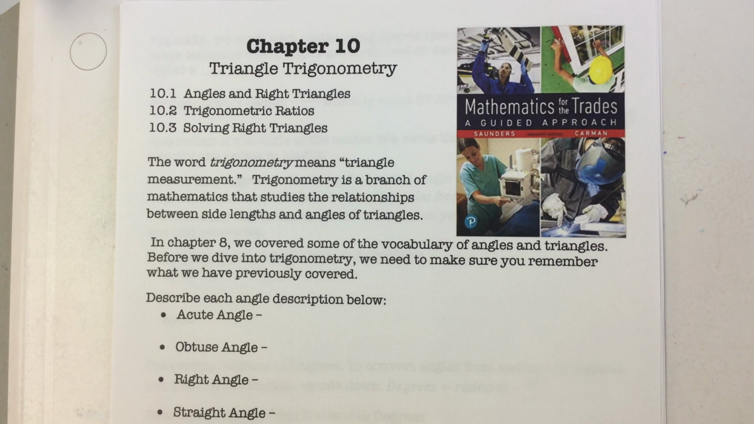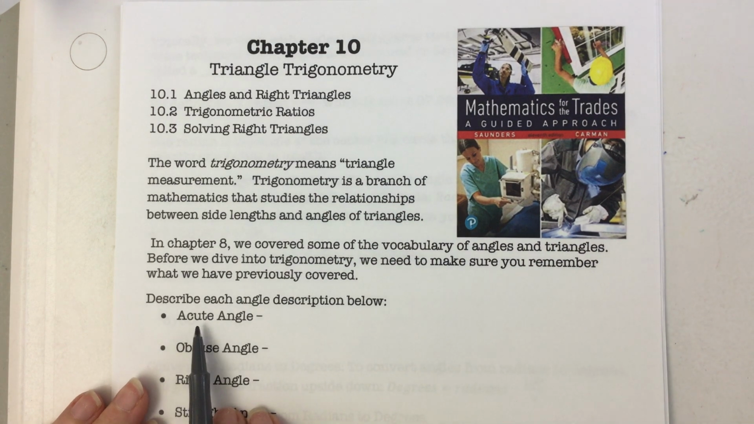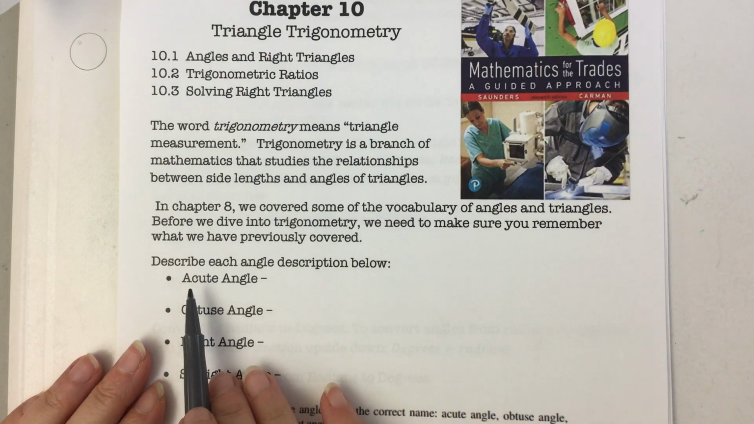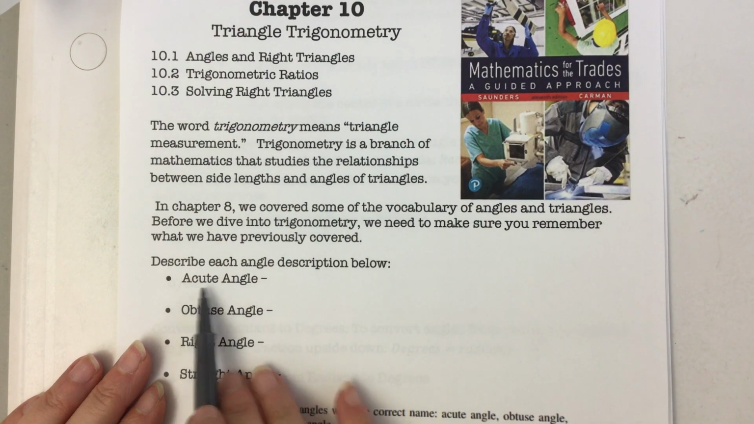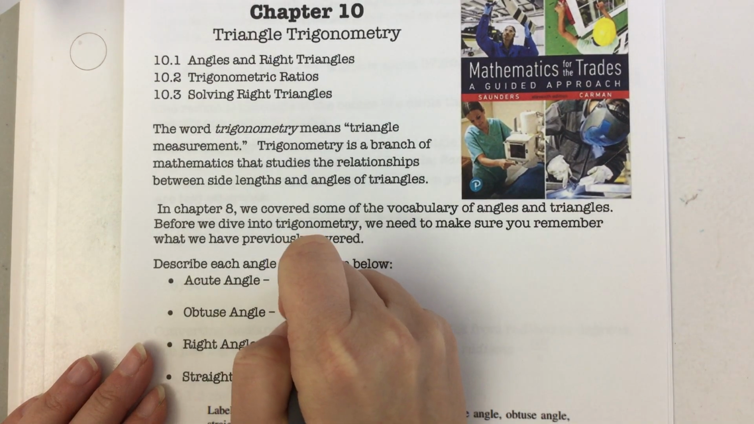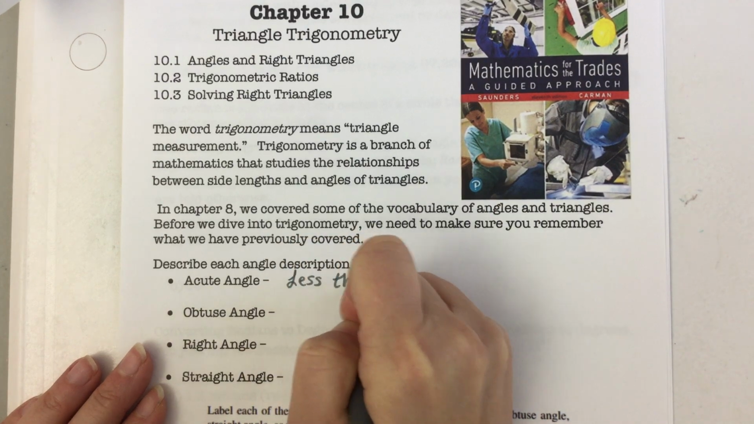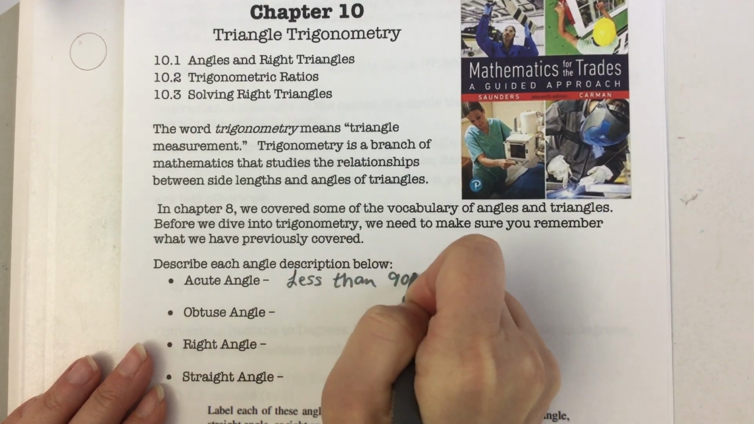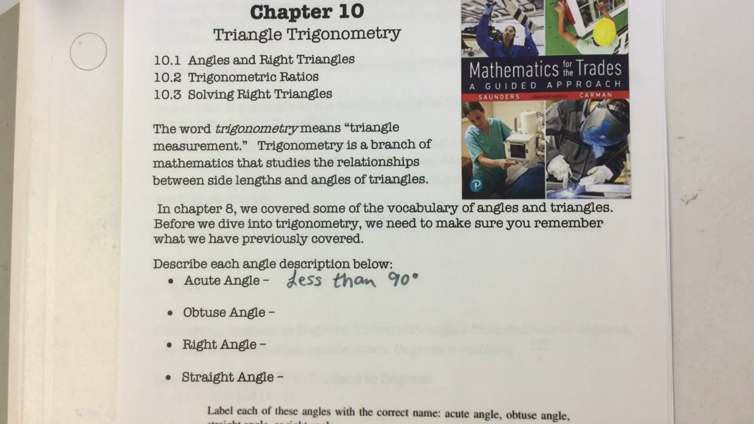In Chapter 8, we covered some of the vocabulary of angles and triangles. So before we dive into this new idea called trigonometry, we need to make sure that we remember those vocabulary words that we covered in Chapter 8. So the first one, you have to make sure that you are comfortable with what an acute angle is. An acute angle is an angle that measures less than 90 degrees. So remember I said it's going to be a small angle.